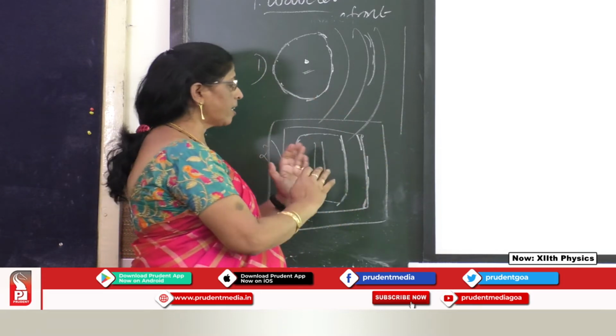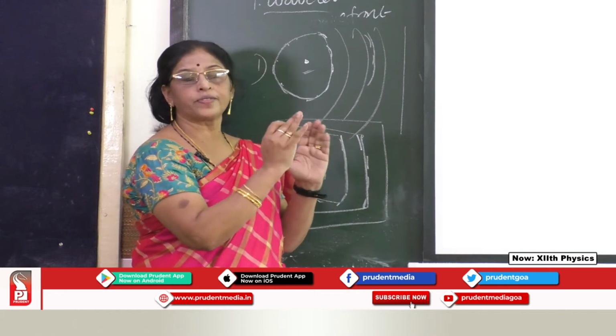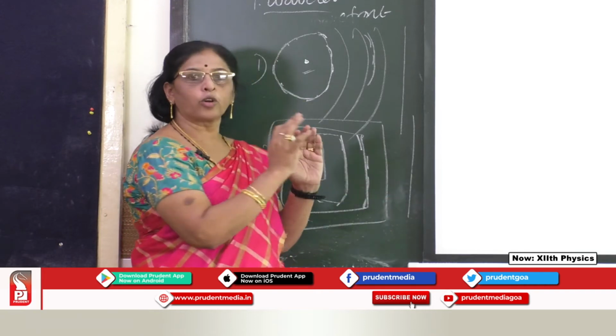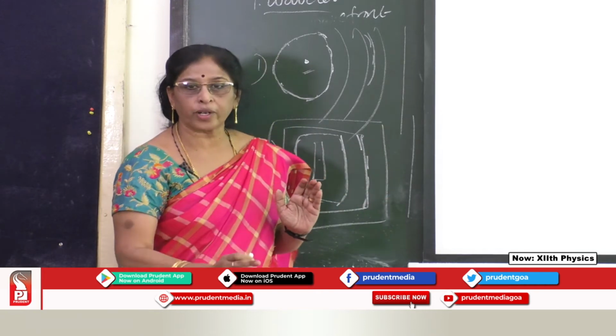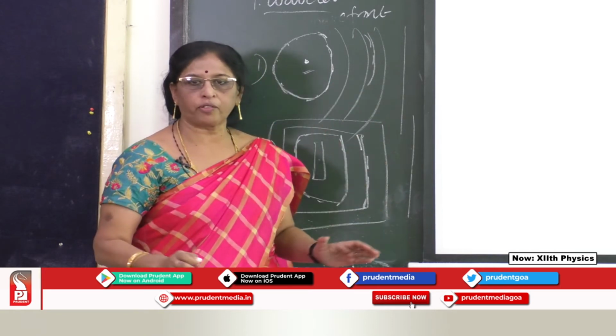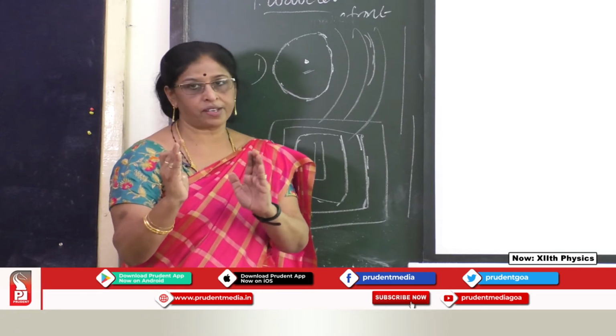Now in the same way, when you consider the cylindrical wavefront at a distance from the source, it also looks like a plane wavefront, because we cannot get the full shape of it, only a part of it. So it looks like a plane wavefront.